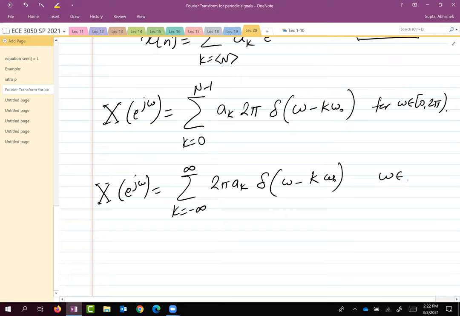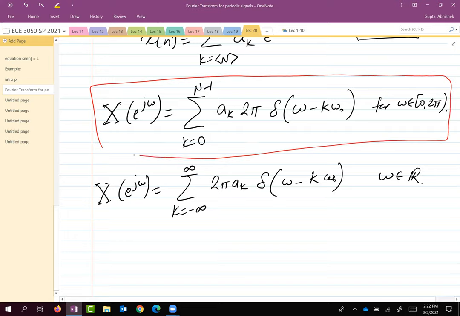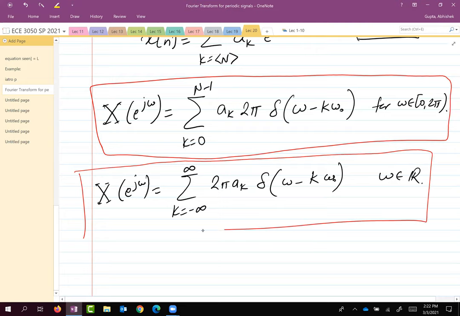This is for omega in R. So that defines the Fourier transform for all values of omega, just taking the sum from minus infinity to plus infinity. So this is the conceptual step. I want everyone to understand this. This part is just the mathematical extension so that we can define this function over the entire real line, not just between 0 to 2 pi.